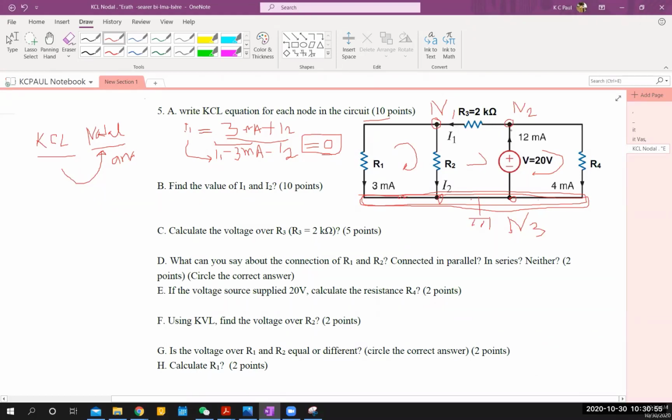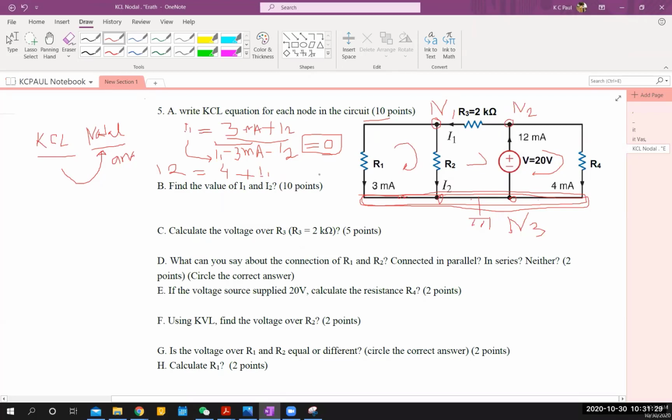Same thing in node 2: current entering is equal to current exiting that node. So 12 milliamps is equal to 4 milliamps plus I1, right? Anything else? Obviously 4 and 12 are in milliamps. 12 milliamps is entering here, and I1 and I4 are exiting.